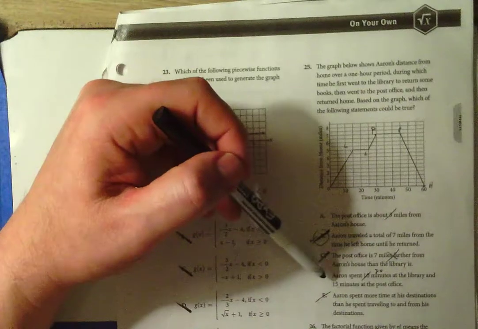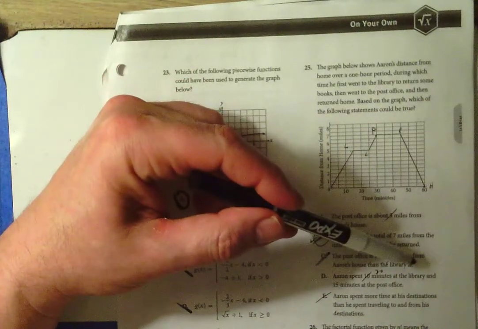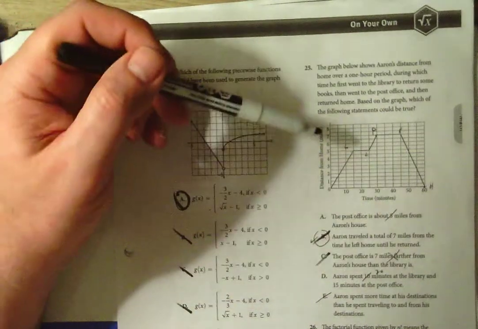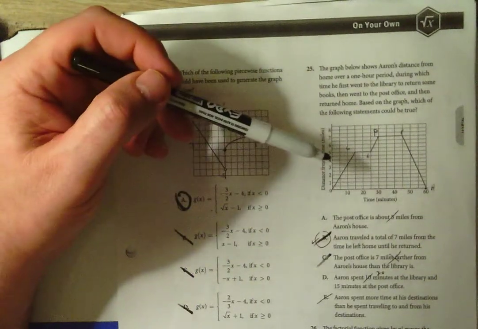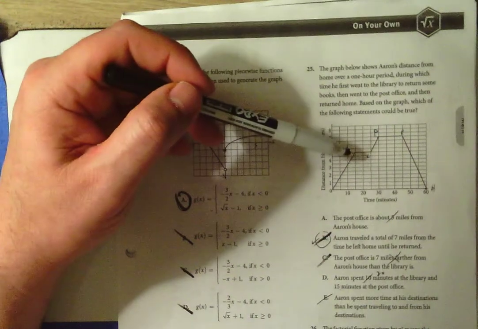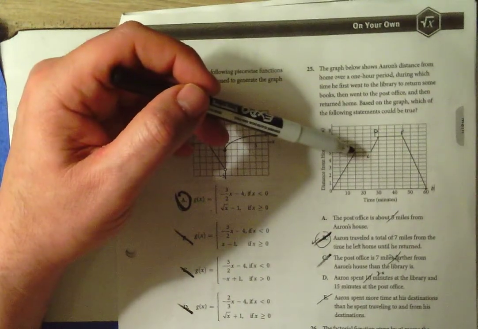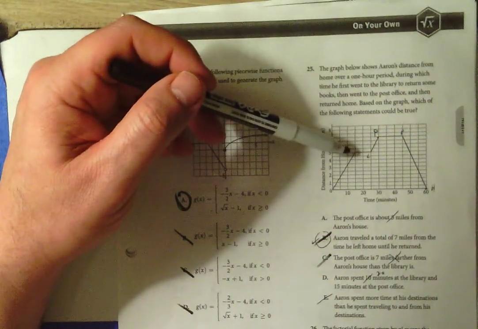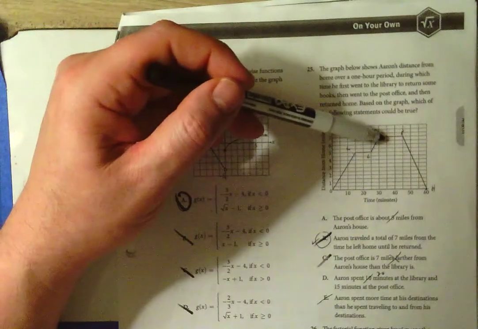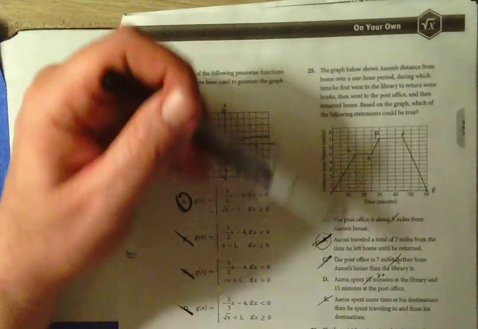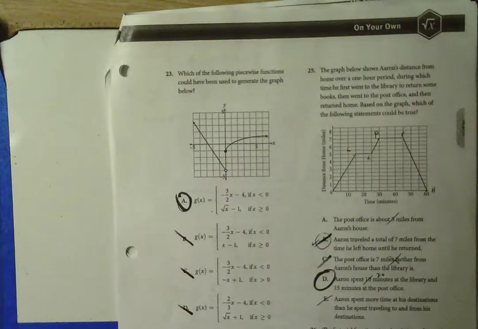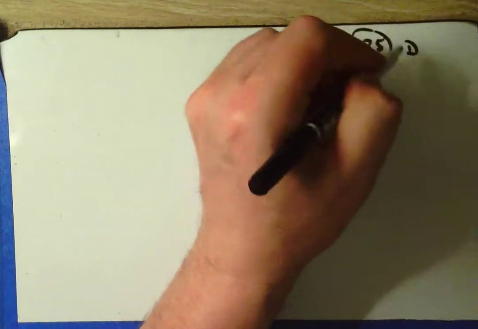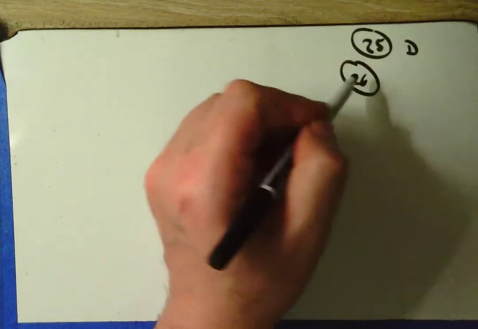How about D? Aaron spent 10 minutes at the library and 15 minutes at the post office. Well, the increments here are 5 minutes for each mark, and he was 2 increments, so 2 5s is 10. He was 10 minutes at the library. And look, he was 3 increments or 15 minutes at the post office. There we go. D is the choice for 25. Okay, 25 was D. How about 26?